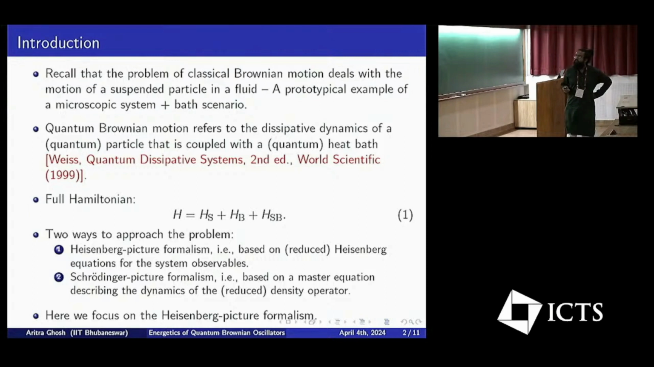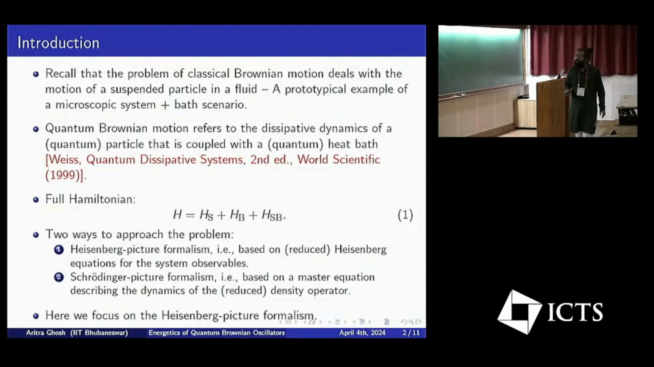So recall that the classical Brownian motion problem is a prototype of a microscopic system plus bath scenario. You have a suspended particle, which is your system of interest, and you have a heat bath, which is your surrounding fluid. The problem can be generalized to the quantum scenario where you have a quantum particle, which is your system of interest, and you have a quantum heat bath. The generic Hamiltonian looks like this, where H_S is the system Hamiltonian, H_B is the Hamiltonian describing the bath, and these are the interactions.